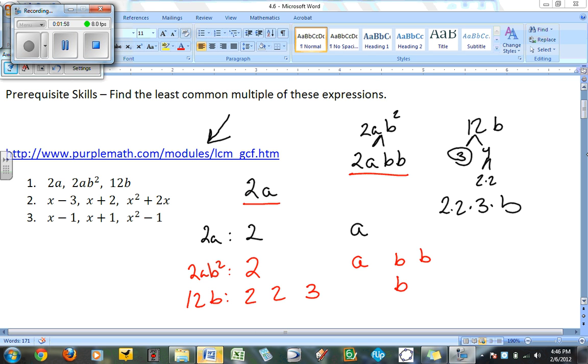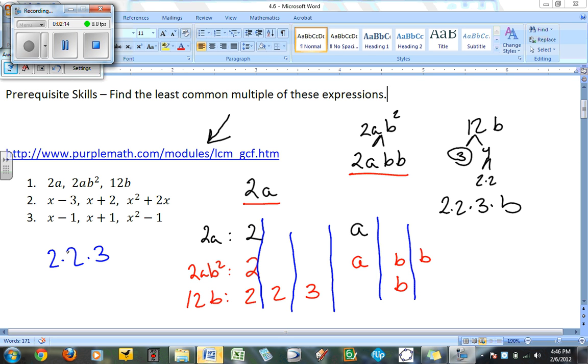To find the least common multiple, all we do is take 1 from each column. That'll be its least common multiple. So take 1 from each column. I'm going to need a 2 times 3, so one of these from each column, times an a, times a b, and times a b. So my least common multiple is 12ab squared. All right.